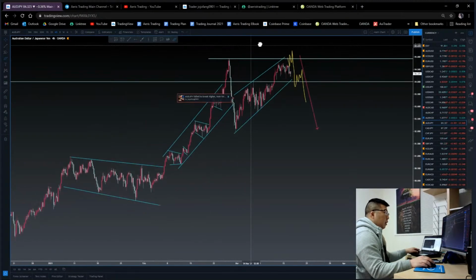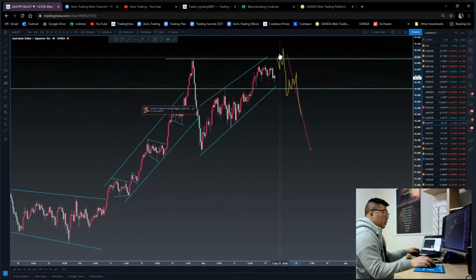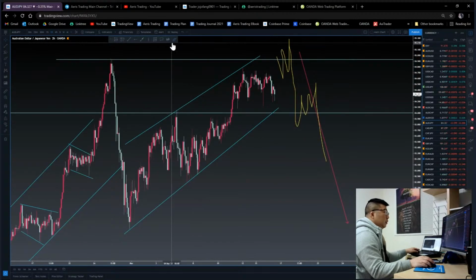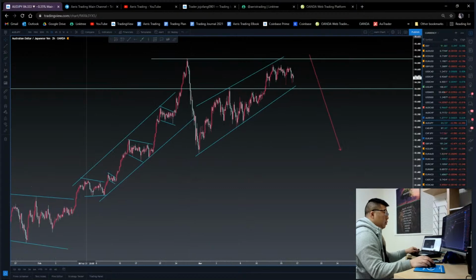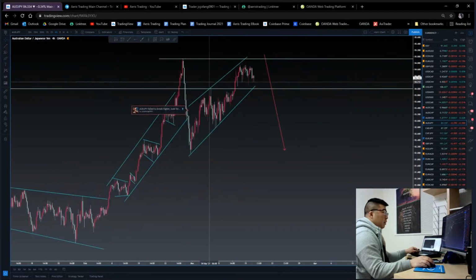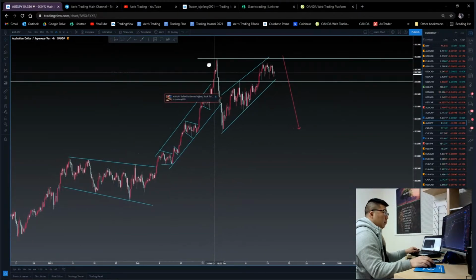So let's look at Aussie Yen, for example. What do I still see? Well, I still see potential to move down here. A lot of us are looking at Aussie Yen or most of the yen pairs. We had a breakout from the price, then a reversal impulse down, and then it began a correction.